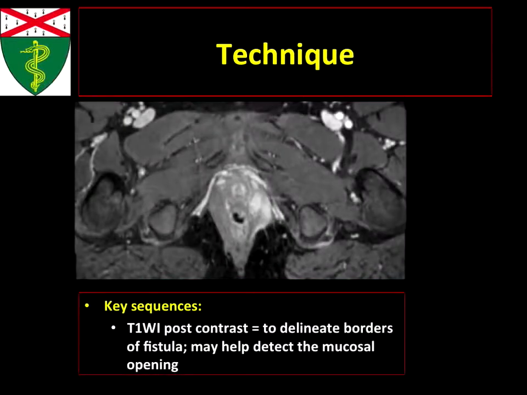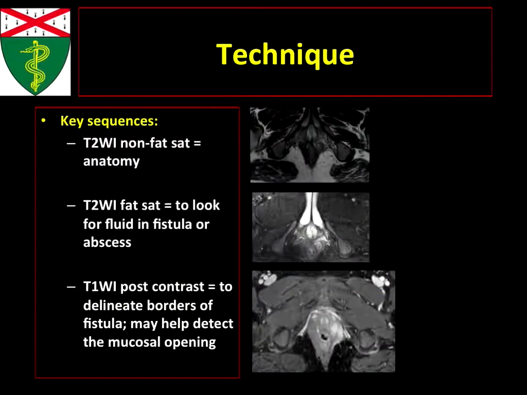And the last sequence that I like to use is what we call a T1-weighted sequence. On T1-weighted sequences, fluid is dark. All right, T2 it's bright, T1 it's dark. I use a T1-weighted sequence, we give a little bit of contrast, and we have this T1 post-contrast sequence. It's very good to delineate the borders of the fistula. Okay, and figure out if there's an abscess, if it's a rim-enhancing collection. So these three sequences, I think, are the most important sequences that I look at when we do these fistulas, and they basically do a combination of these types of sequences when we evaluate these studies.